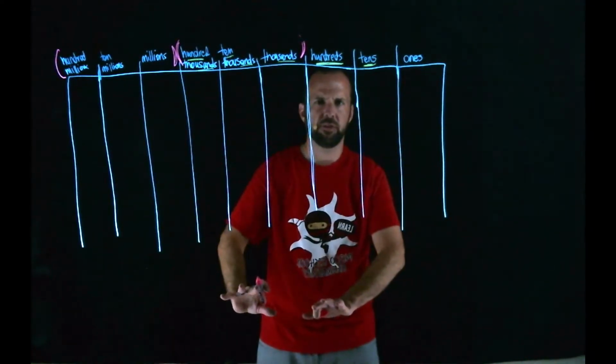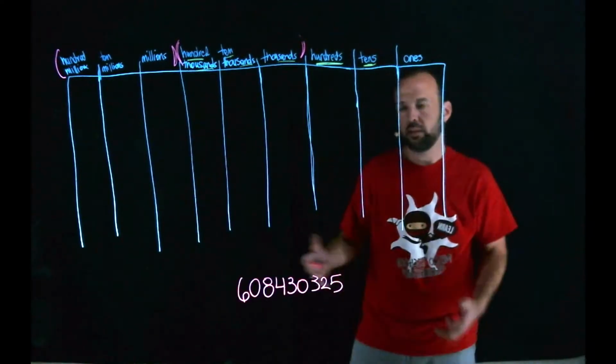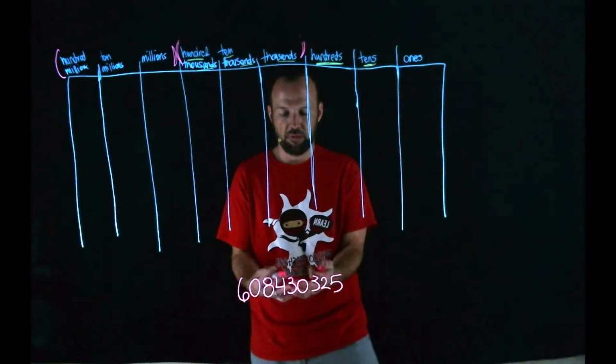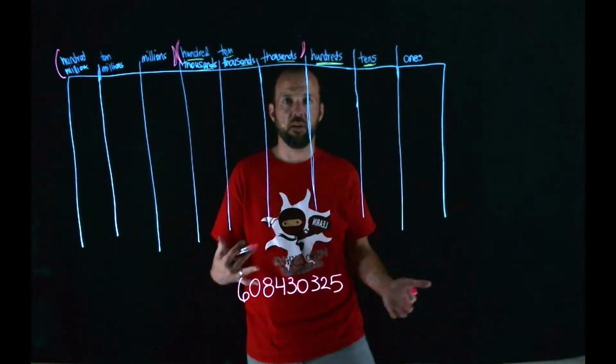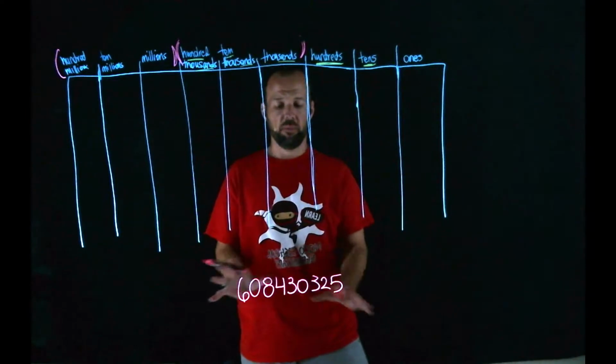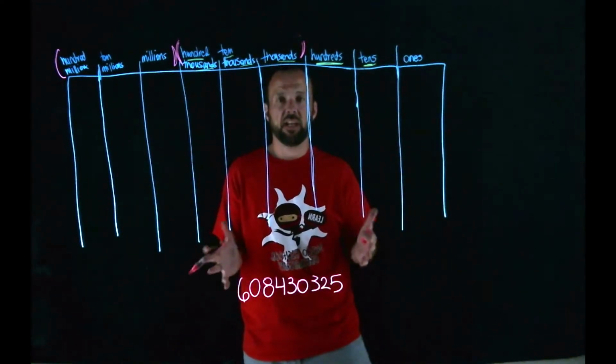I'm going to write them down here so we can see them a little bit easier. Okay, so I have an example number here, 608430325. Kind of hard to read right off the bat. I don't know where my number groupings are. It's just kind of hard for me to organize.